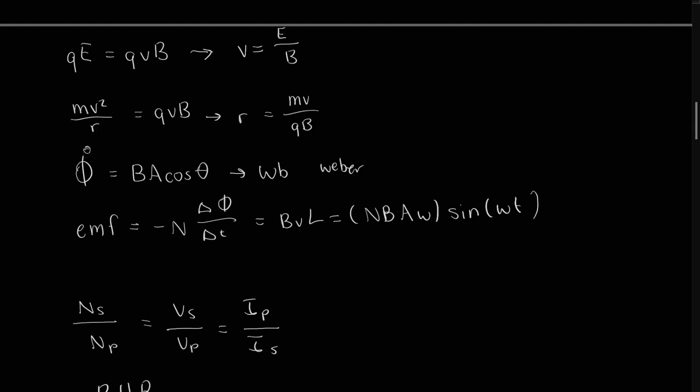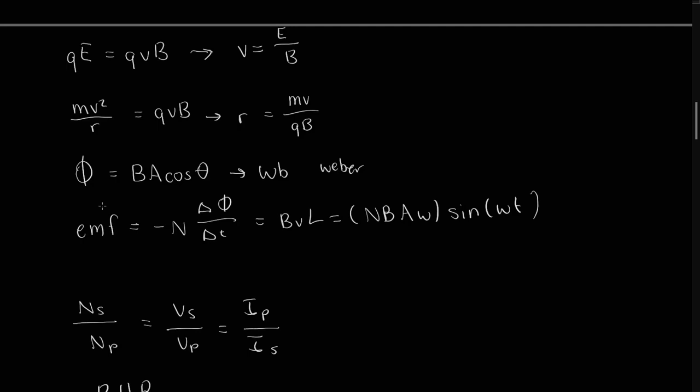Now, if we move on and try to find flux, the formula becomes BA cosine theta, with B being the magnetic field, A being the area, and the units for flux are Wb or Webers. And now using flux, we can calculate EMF. So the formula for calculating EMF is equal to negative N times delta flux over delta T. And N in this case is the number of turns, and then delta flux is just the change in flux, and delta T is just the change in time.